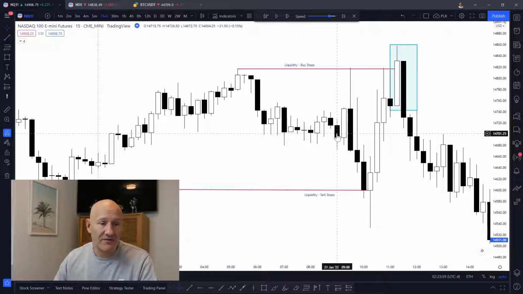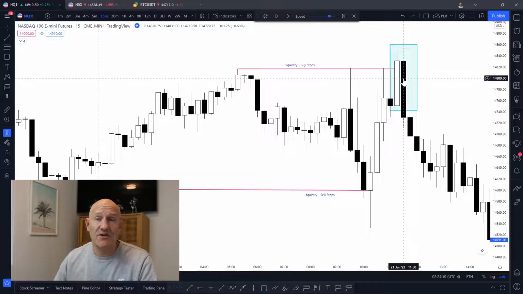And so in both cases, we have the market running down into these sources of liquidity before going in the other direction. And then when we came back up into these buy stops here, this created this area of interest, which is where we're expecting to see a market structure shift.